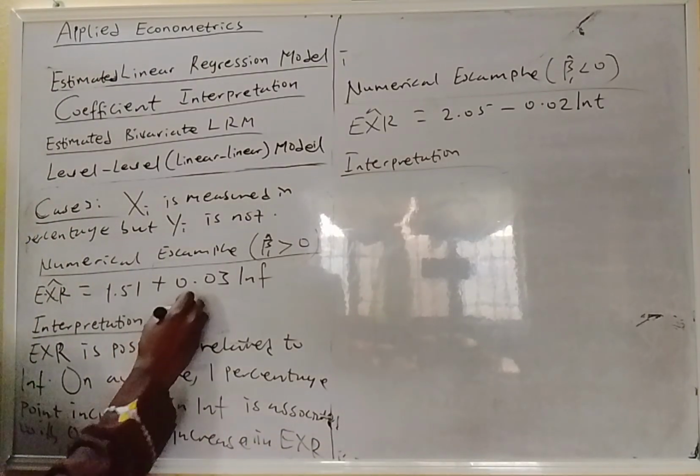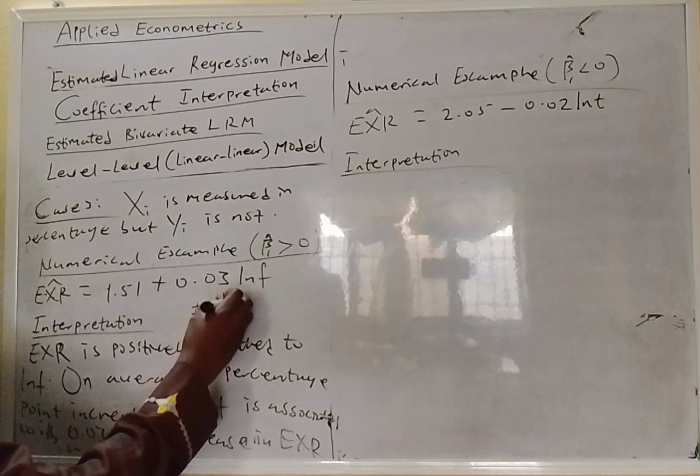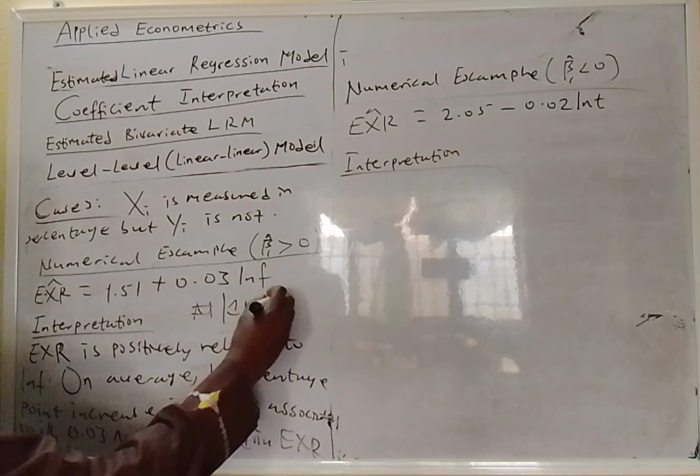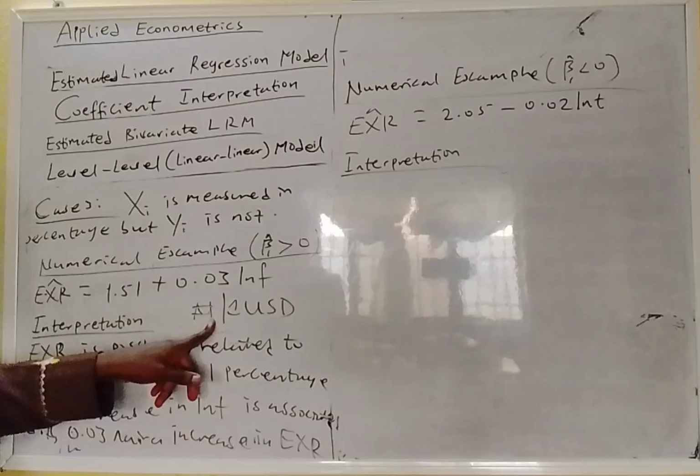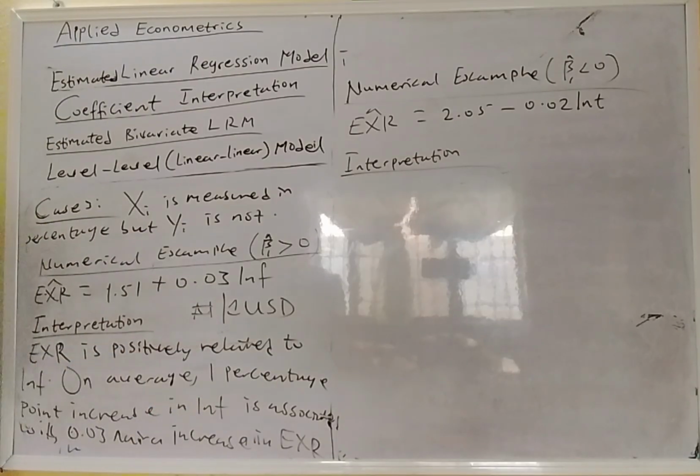Because the exchange rate is quoted as naira to $1. So if the exchange rate increases, it means depreciation of naira. If the exchange rate reduces here, it implies appreciation of naira. So it's associated with a 0.03 naira increase in exchange rate. An increase in exchange rate implies depreciation. And vice versa.